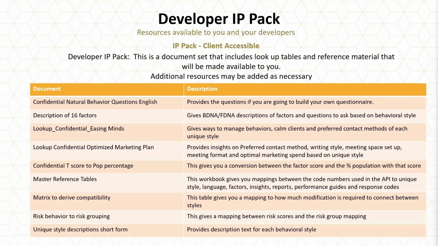And then the matrix to drive compatibility. So you may have seen on a DNA report where we say minimal modification required. This is the matrix that will help you derive that if you wanted to build a matrix similar to that. There's also a risk behavior to risk grouping. So we saw that used in an example just a minute ago. And then the unique style description in a shorter form. So you'll have access to all of these things, and we'll continue to add and remove resources here as necessary.